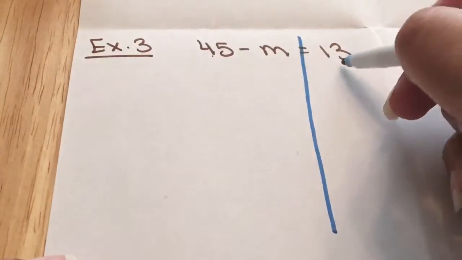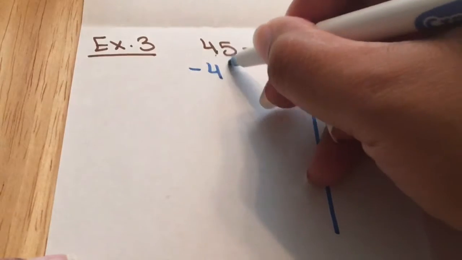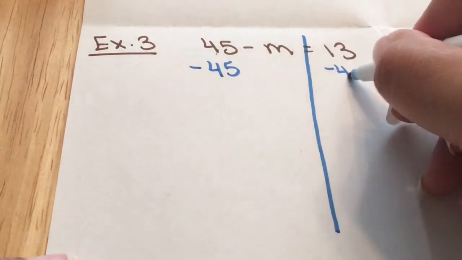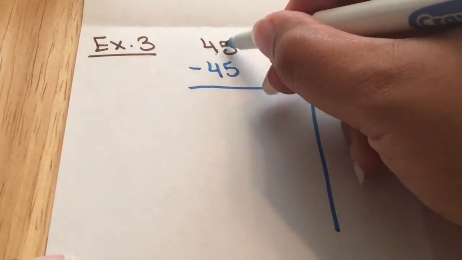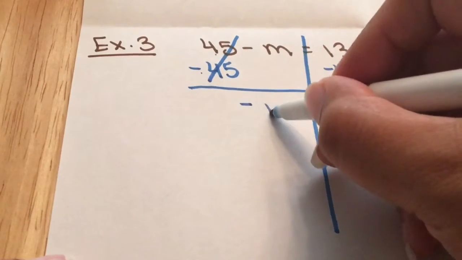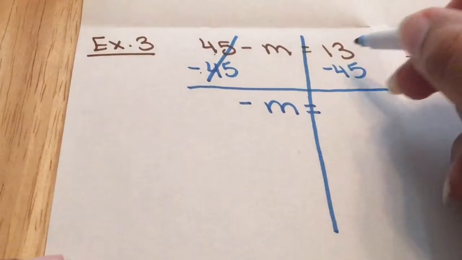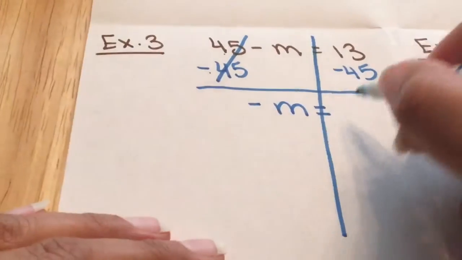So I know 45 and 13 are my constants, so I'm going to move 45 so that we can get that variable m by itself. So I'm subtracting 45 from both sides. 45 minus 45 is 0. It's gone. I'm left with this negative m equals 13 minus 45, which is going to be negative 32.